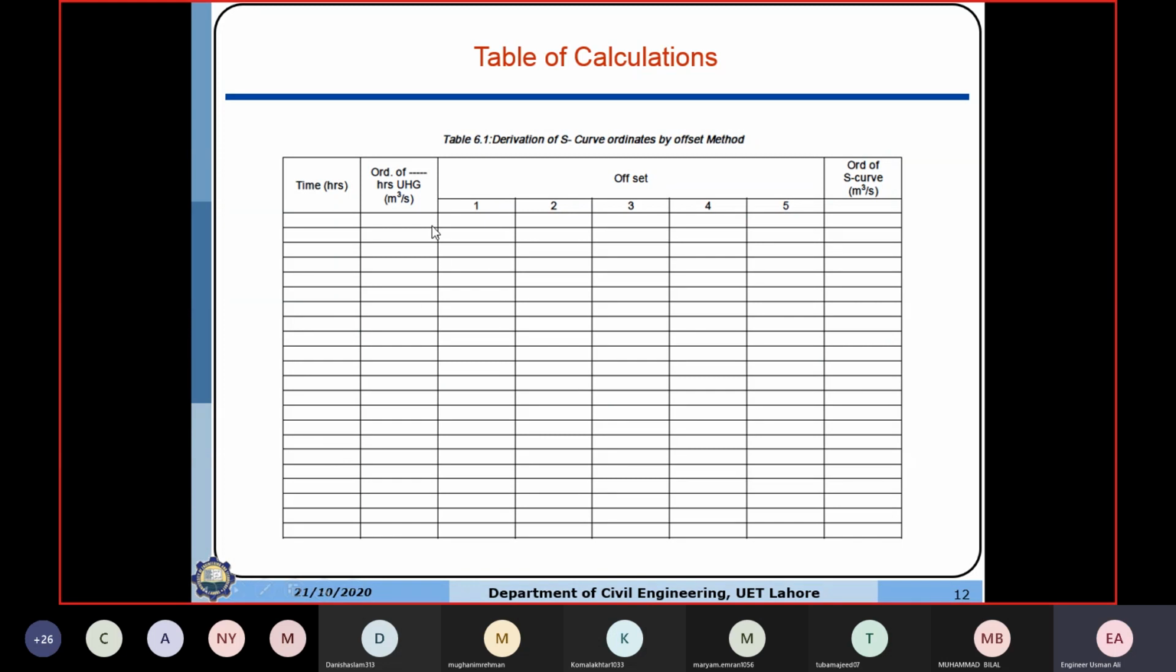And you are given the ordinates of a 4 hour unit hydrograph. So you have to write 4 over here. It is the ordinates of the 4 hour unit hydrograph. If these rows are fewer, you can add more rows to incorporate the total data. Then you will decide how many offsets to be taken.